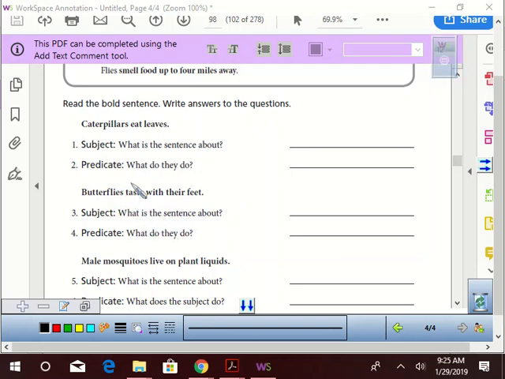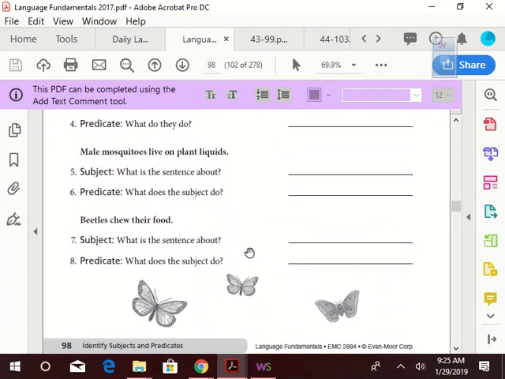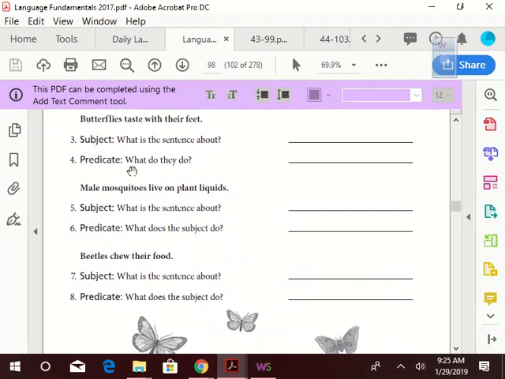Okay? Now, watch what I'm going to do here. What's the subject? Butterflies. What about butterflies? They taste with their feet. Okay, so look. Subject, what is the sentence about? Butterflies. Predicate, what do they do? Taste with their feet. All right, so you guys see what you're doing there. It's a good activity. You're going to write them out. If you were smart, you would break the sentences apart. All right?